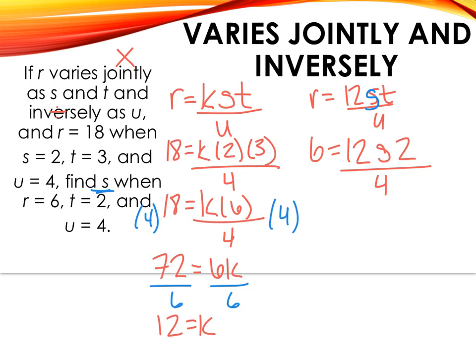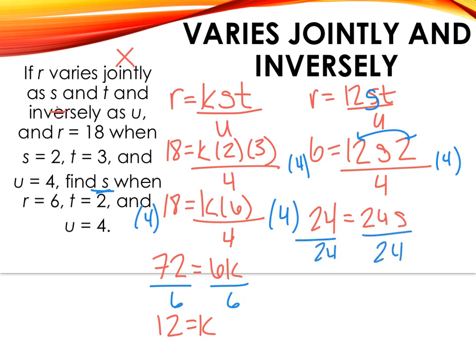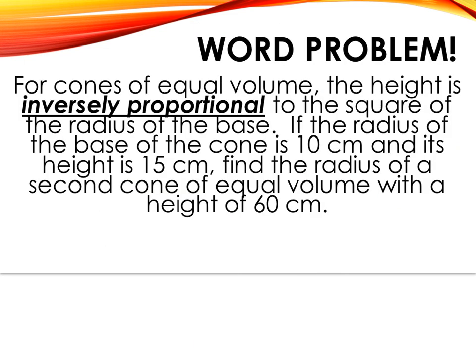So you can go ahead and multiply both sides by 4 if you want. And I'm going to multiply those two guys together all in the same step. So we have 24 is equal to 12 times 2, which is also 24s. You can divide both sides by 24. And 1 is equal to s. Ta-da!